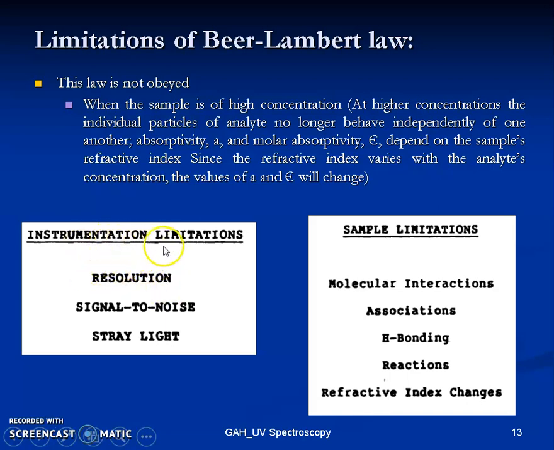So I have divided the whole of the limitations into two sets now. One is the instrumentation limitations, the other is the limitations related to the sample. The instrumental limitation we discussed was the stray light. If any stray light comes out of the source and falls on the detector, which is not needed, then that may disturb the absorbance pattern.